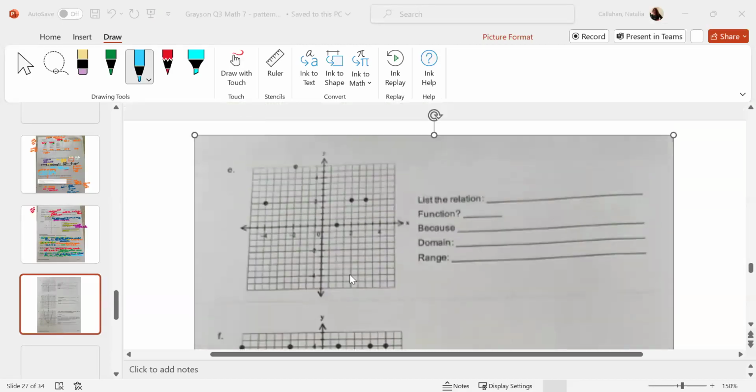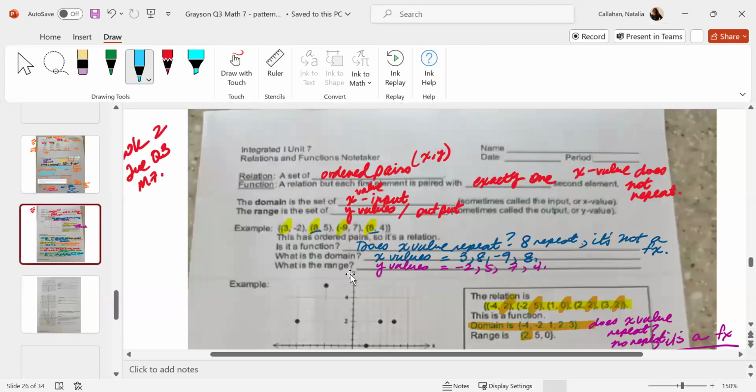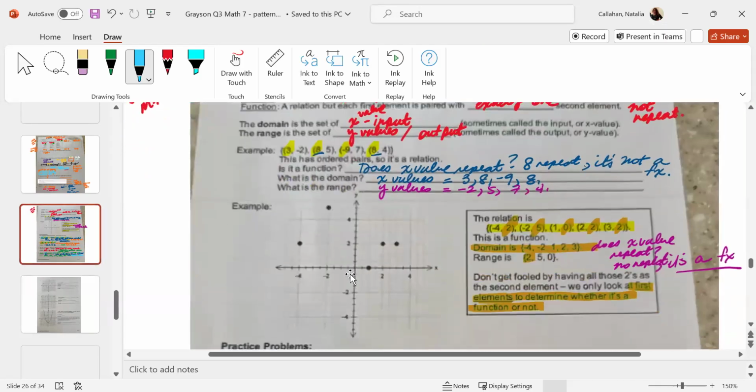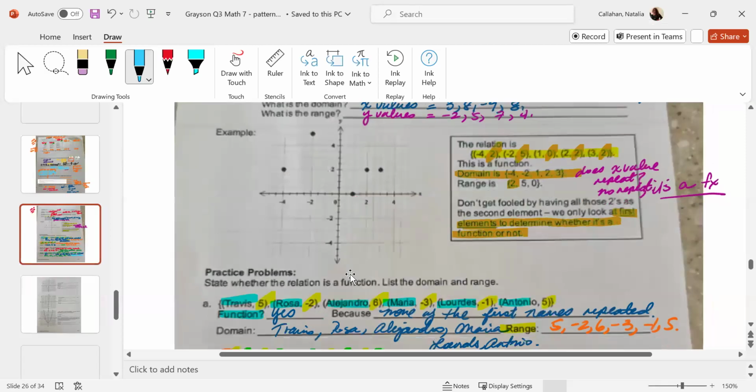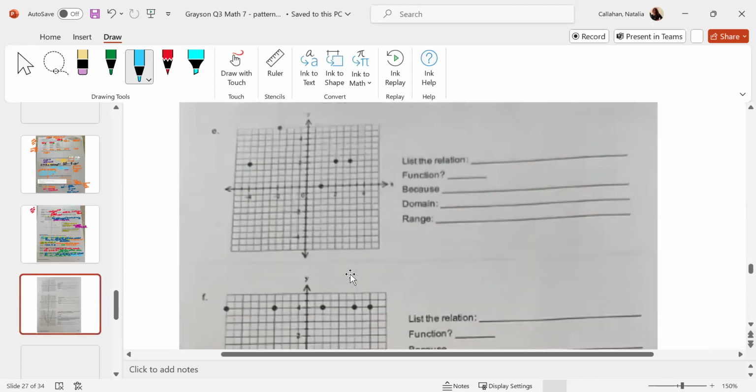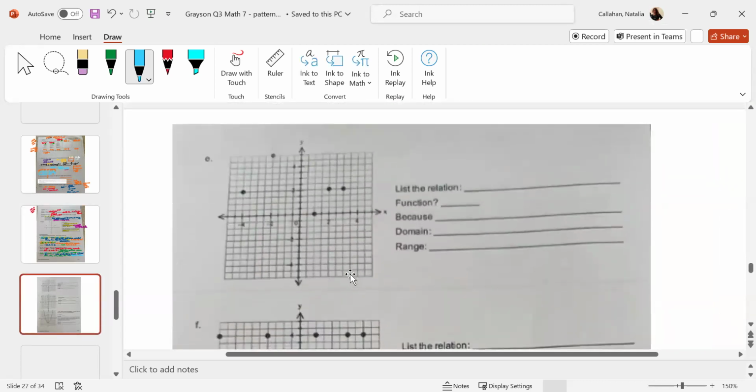We're going to continue on. Now, the first page we did was looking at a lot of coordinates, right? They give you the x, y, and you determine the x value, y value, domain, range, and if it's a function. Well, now we're going to do a little bit of a different thing. You're not going to have the x and y value on a point, which is a coordinate, but it's going to be on a grid, right?